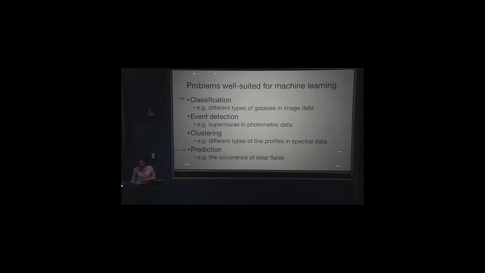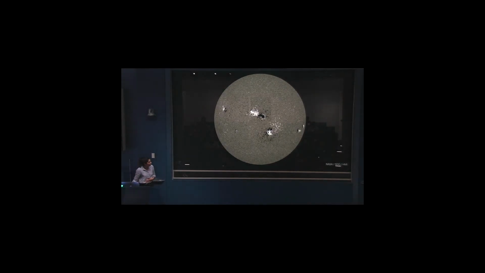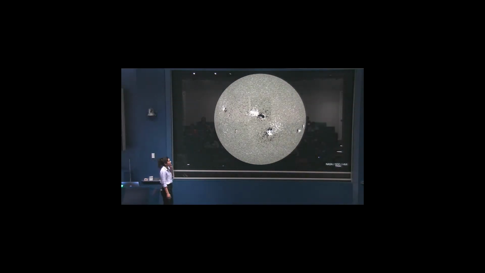In this talk, I'll talk about these two, and I'll go through an example of how we can use machine learning to predict solar flares. So how do we go about using machine learning to predict solar flares?